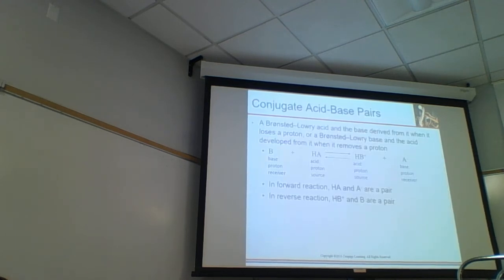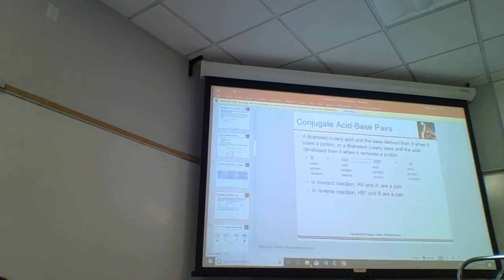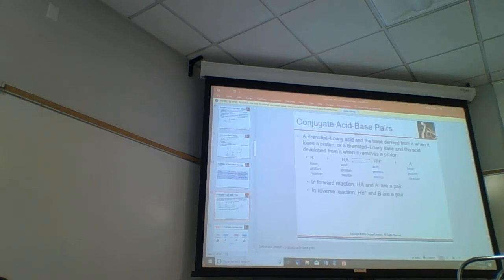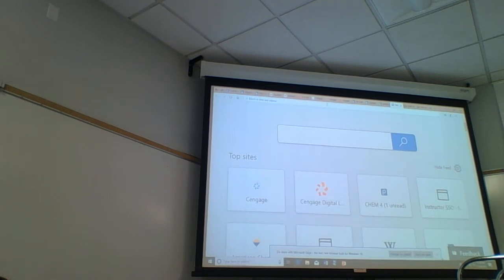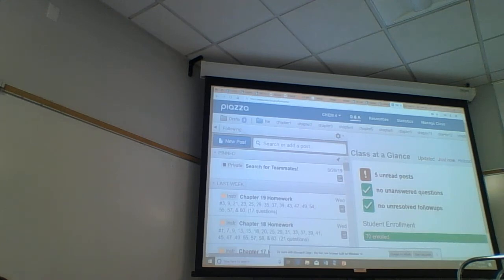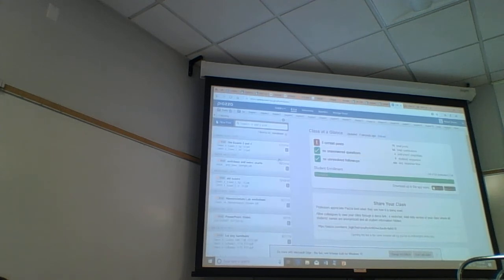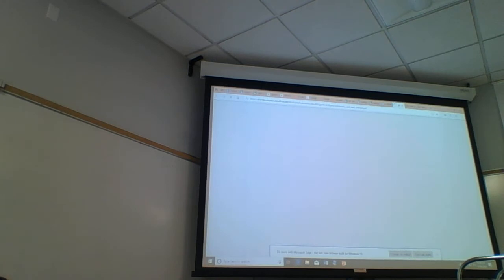Let me show you. On Piazza, I have an acid strength chart. So if you go to Piazza, and then take a look at the handouts, one of the handouts is this chart here.